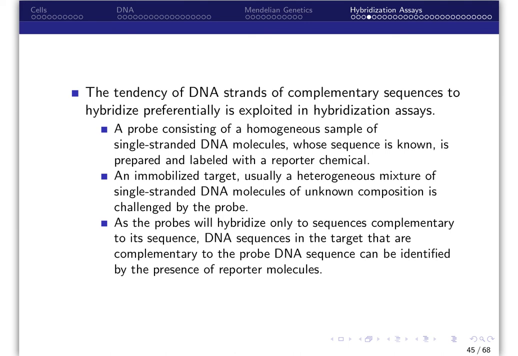The tendency of DNA strands of complementary sequences to hybridize preferentially is exploited in hybridization assays. First, a probe consisting of a homogeneous sample of single-stranded DNA molecules, whose sequence is known, is prepared and labeled with a reporter chemical. An immobilized target, usually a heterogeneous mixture of single-stranded DNA molecules of unknown composition, is challenged by the probe. As the probes will hybridize only to sequences complementary to its sequence, DNA sequences in the target that are complementary to the probe DNA sequence can be identified by the presence of reporter molecules.